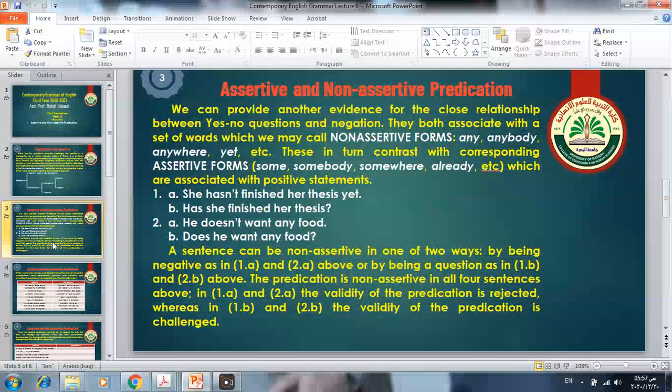In 1A and 2A, since these sentences are both negative, the validity of the predication is rejected. The validity of the predication is demolished. Whereas in 1B and 2B, the validity of the predication is challenged, which means the addressee is required to verify the validity of the predication by providing a positive answer or a negative one.